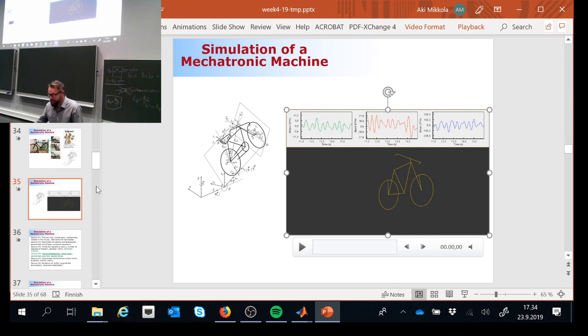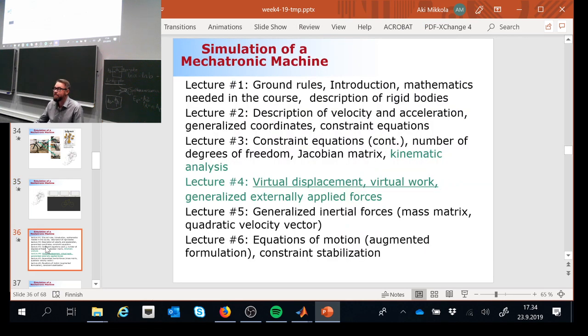By the way, any questions or comments so far? Is everything clear, or does none of this stuff make any sense? Or somewhere in between, maybe.